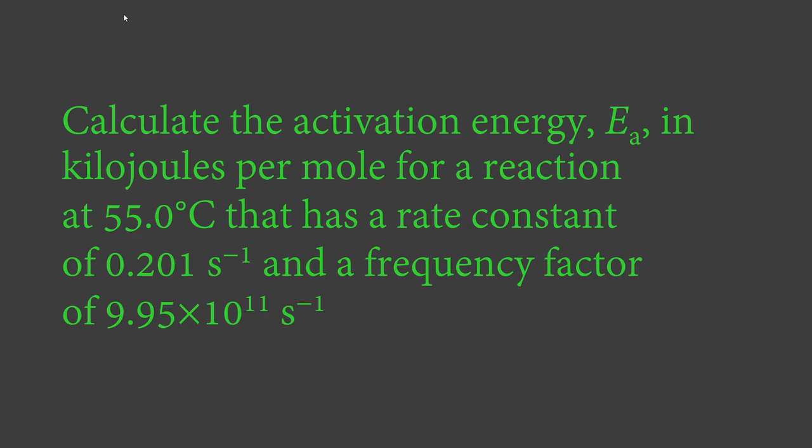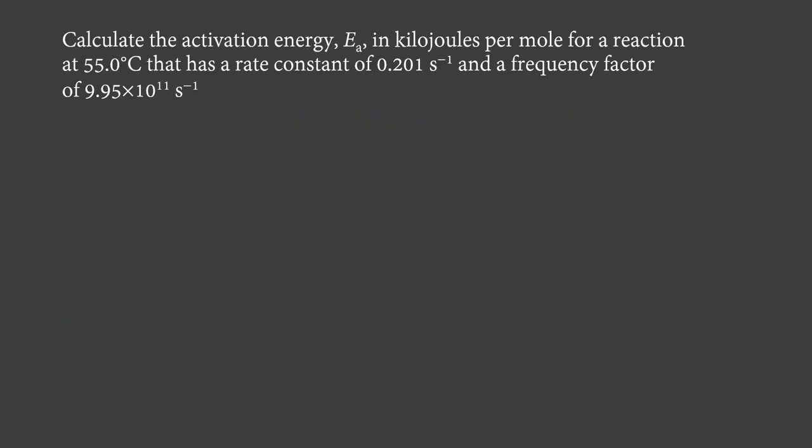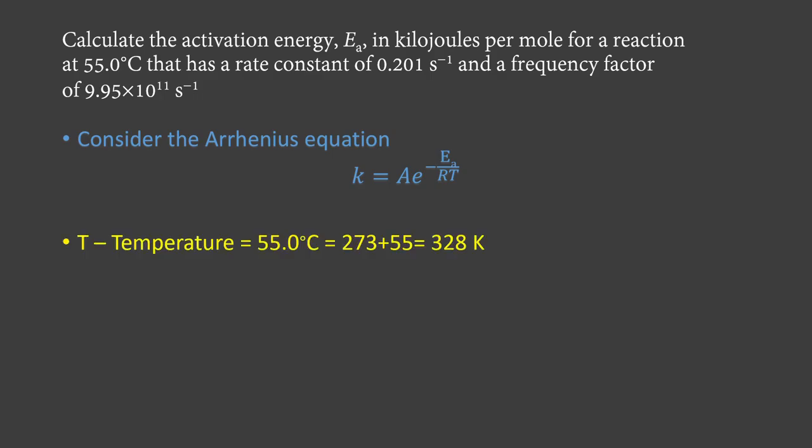The starting point for pretty much all the problems involving the rate of a reaction and the activation energy is the Arrhenius equation. The Arrhenius equation is given by K equals A times e power minus EA by RT, where T is the temperature. Here it is given as 55 degrees Celsius, and we can convert it into Kelvin. So it will be 273 plus 55, which is 328 Kelvin.